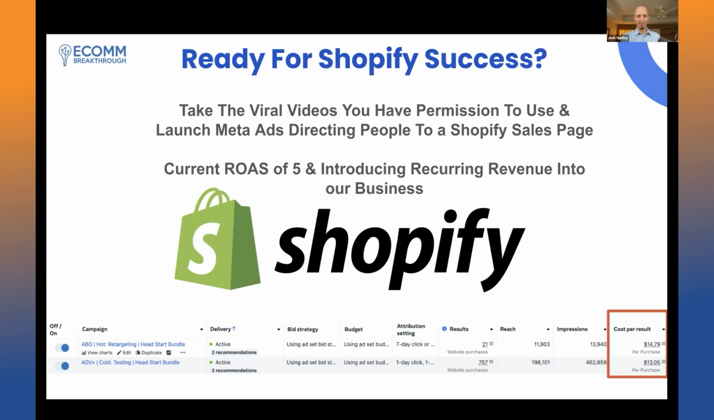For this reason. Take the viral videos that you have permission to use, launch Meta ads directing people to a Shopify sales page that is just about that product. We just launched this to a completely cold audience on Facebook. There's no audience targeting. Literally, all the filters are just, Facebook, just find people that want to buy this. Our current ROAS right now is 5.